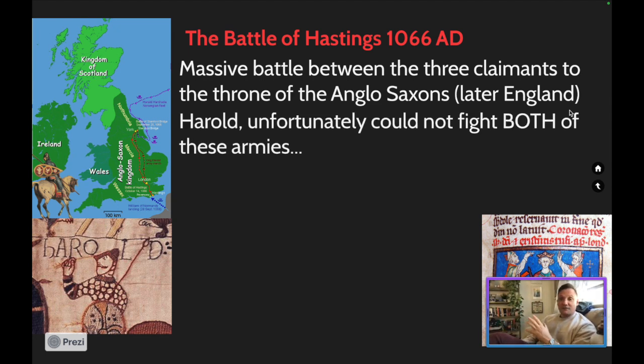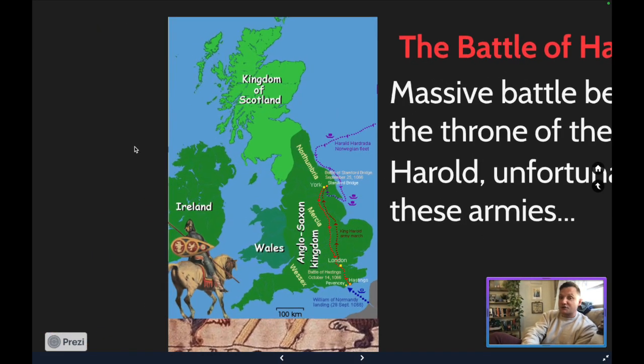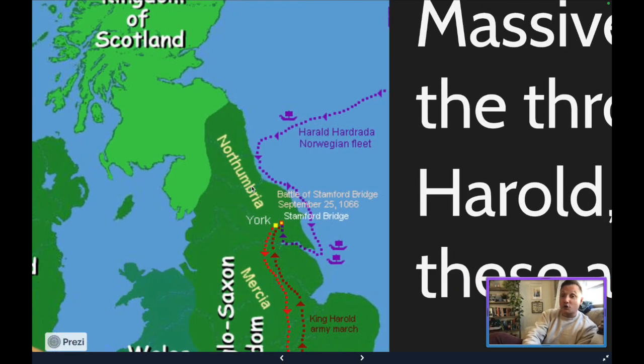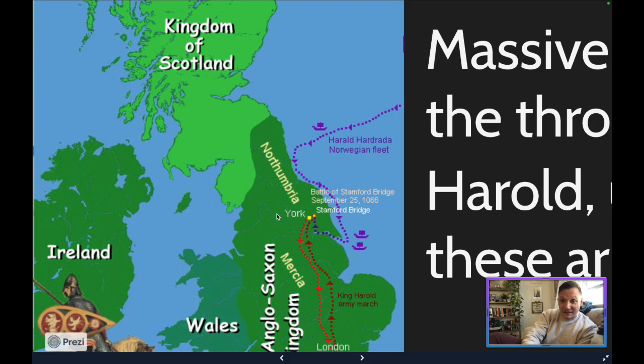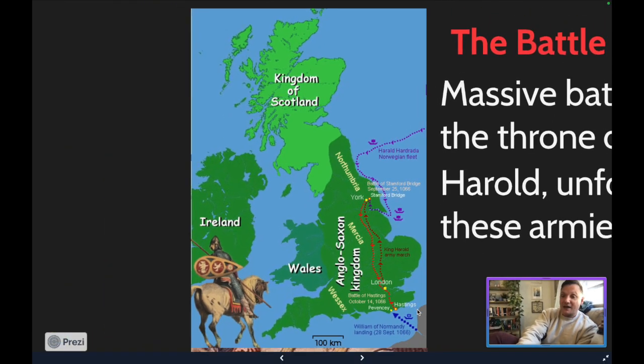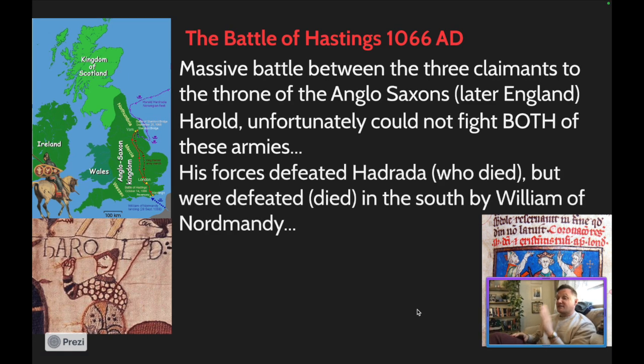Harold Godwinson unfortunately could not fight both of these armies, right? What he ended up doing is he marched his entire army north to fight Harold Hardrada and the Norwegian army. He ends up beating them at the Battle of Stamford Bridge, but then he has to walk his entire army all the way back and then head off William of Normandy at the southern area of England, right? Because, of course, northern France is right there across the English Channel. Now, his forces are going to end up defeating Harold Hardrada, who did die in that war, but also Harold Godwinson will die in this battle as well.